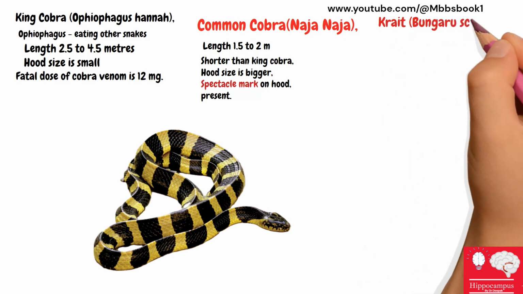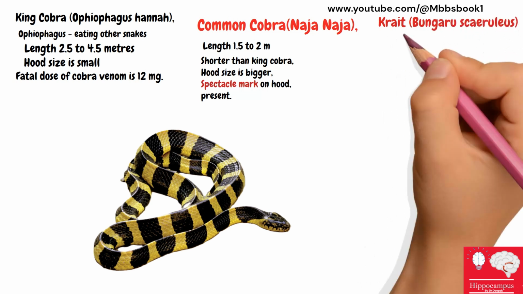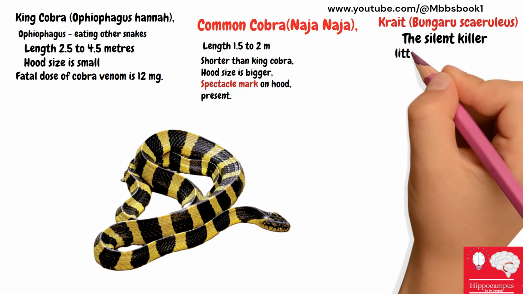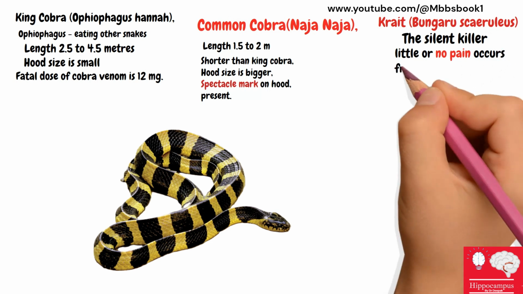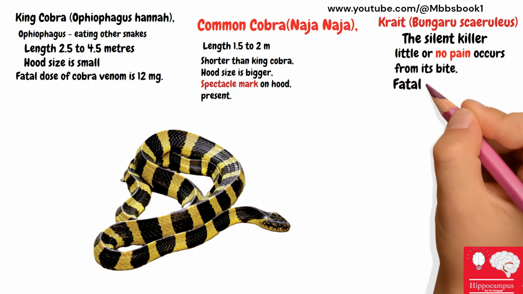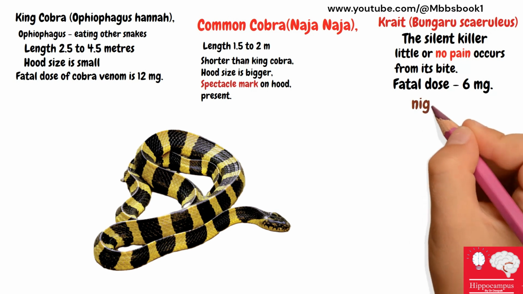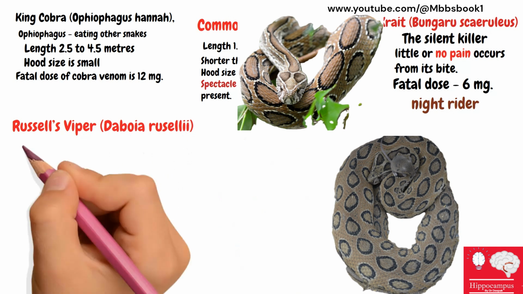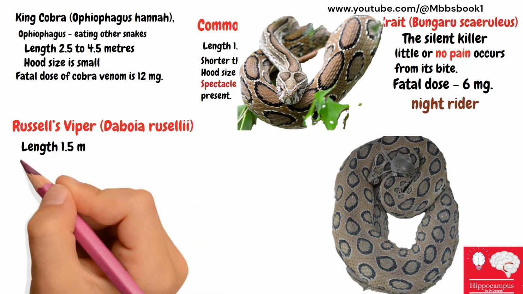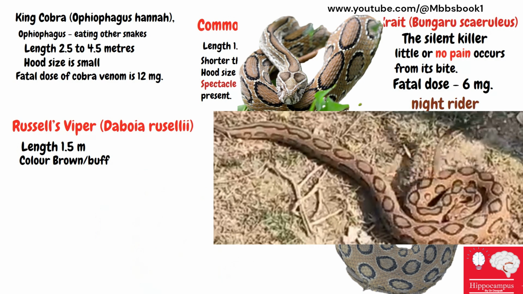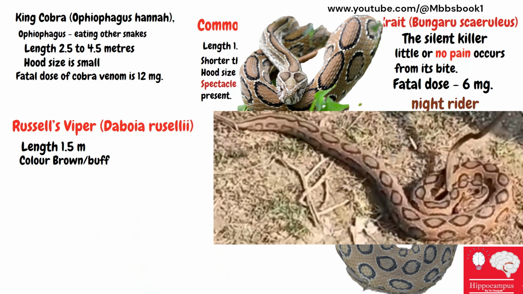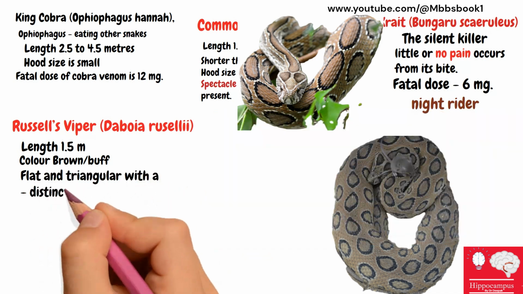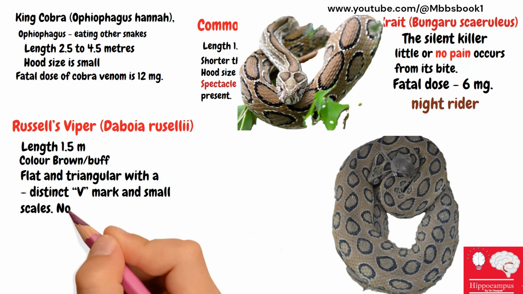This is crate, also known as Bungarus caeruleus, one of the most dangerous snakes. It's a kind of silent killer, because the bite of this snake is painless. The fatal dose is around 6 milligrams. It is exclusively nocturnal. This is Russell's viper. The length is around 1.5 meters and its color is brown or buff. It makes a terrific hissing sound when it is about to bite. The head of this snake is flat and triangular with a distinct V mark and small scales.